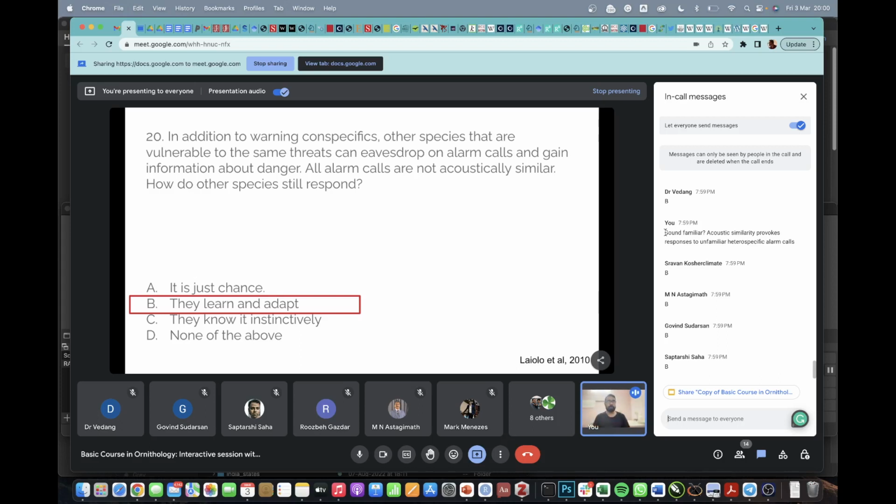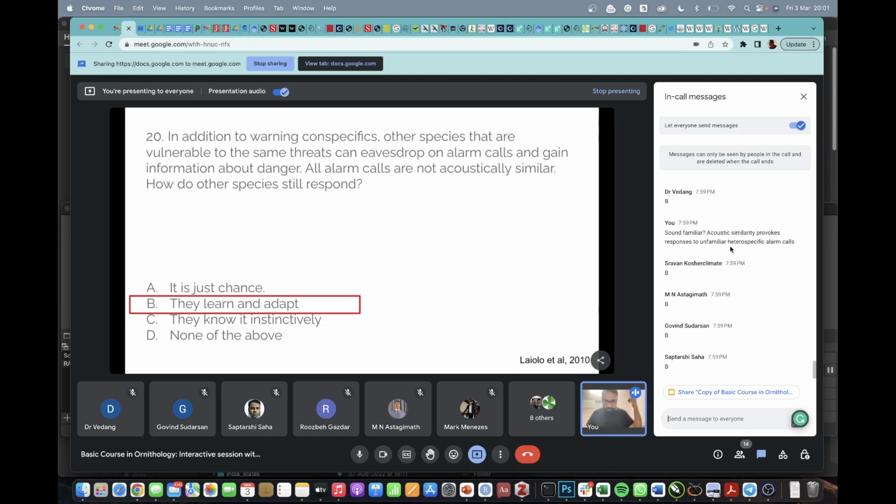Some of them, like the alarm calls of the fairy bird. I forgot the name of the bird in this particular study. Not fairy bluebird, but anyways, superb fairy bird. In that particular species, the alarm calls were not similar to other species' alarm calls, but they still responded to it because there was some aspect of learning also involved in it.